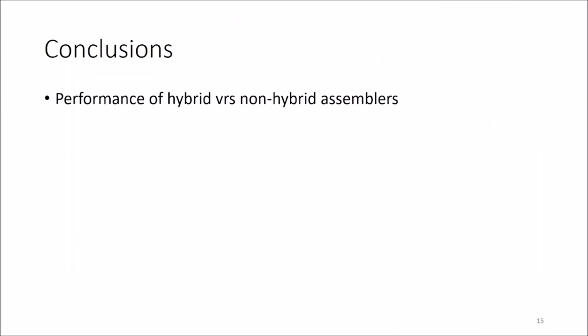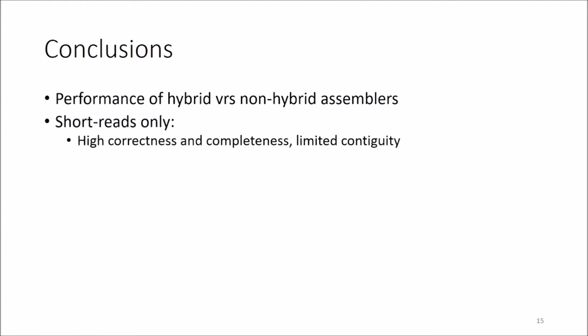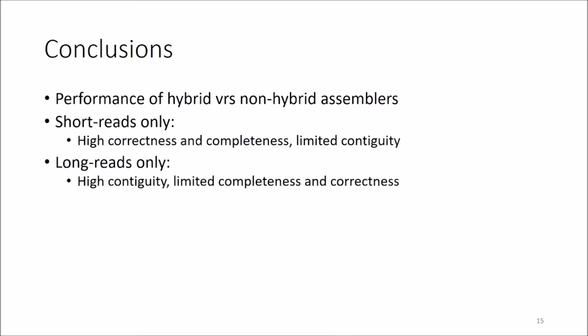In conclusion, we had different performance for all the assemblers depending on the DNA sequencing technology and the metrics that we use to compare. For short reads only, we found high correctness and completeness, but limited contiguity, contrasting with the values for long reads-only approaches with high contiguity but limited completeness and correctness. For these cases, we also identified gene fragmentation, and further analyses are required to study this phenomenon in other genomes that have been assembled in a similar way.